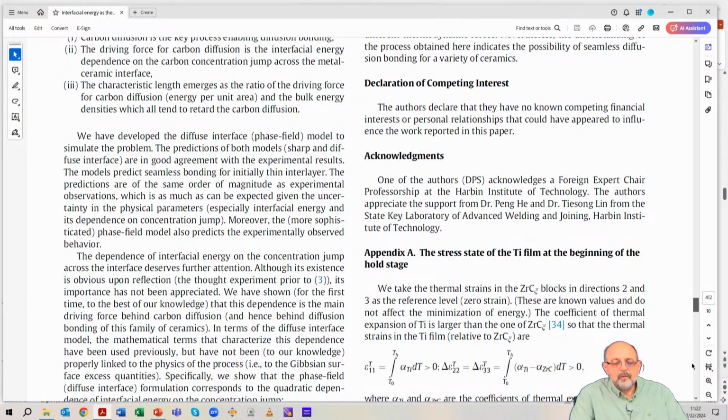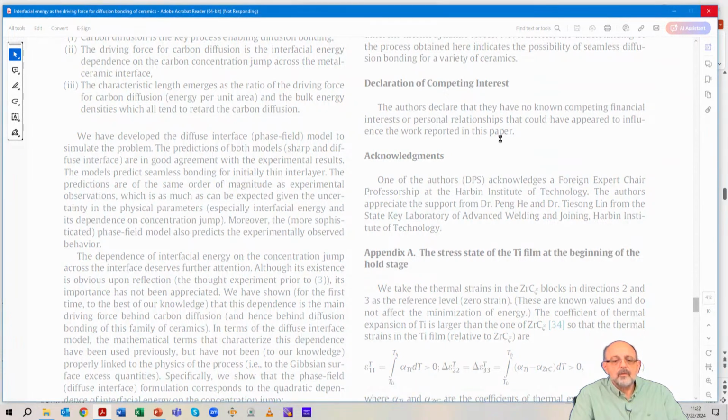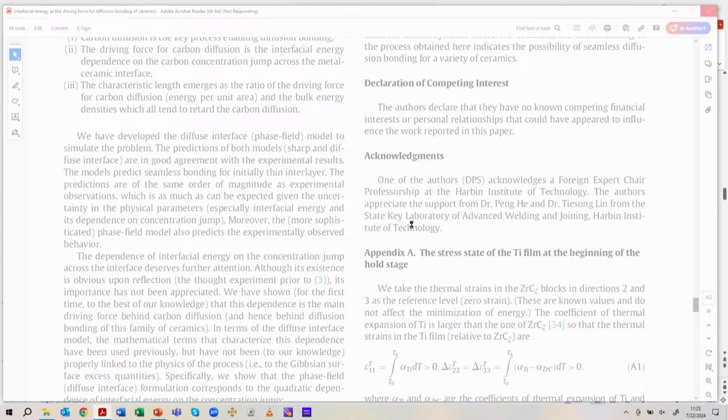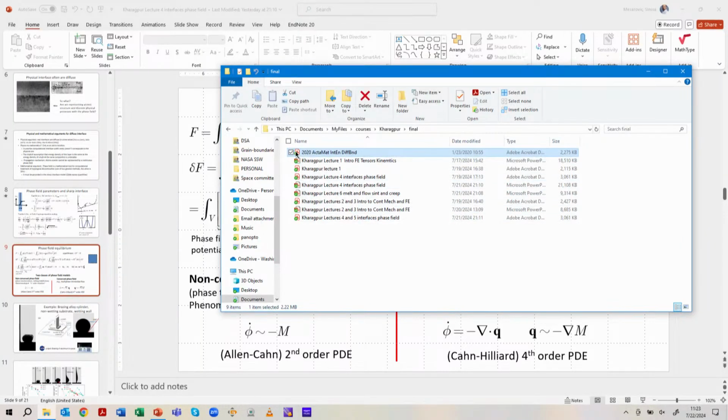This PDF viewer is driving me crazy. Okay, it's gone. Huh? It is? Yeah. So, close the program, go away, and let's restart it.